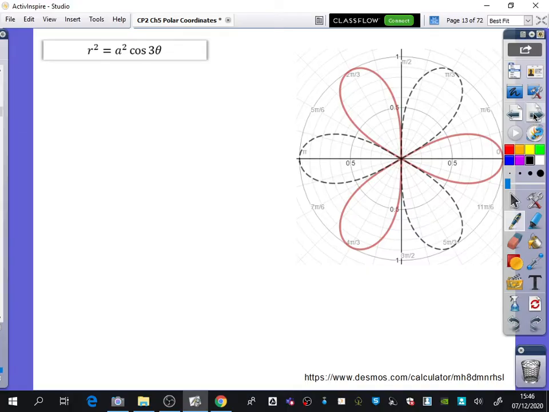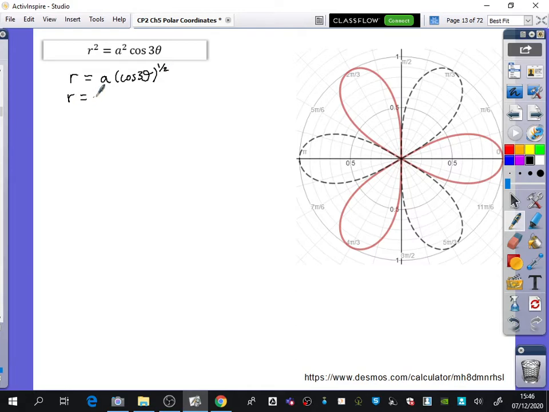This one I don't think you can even type in Desmos because they don't like starting with r squared. And also in your graphics calculator, you can't start it with r squared either. So the way I think I did this one is I think I put in r equals a cos 3 theta to the power of a half.